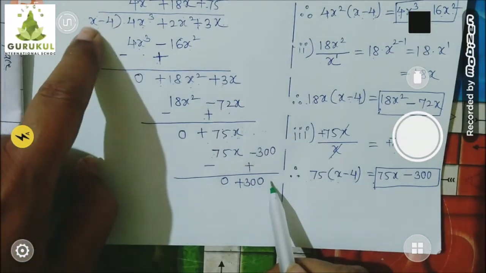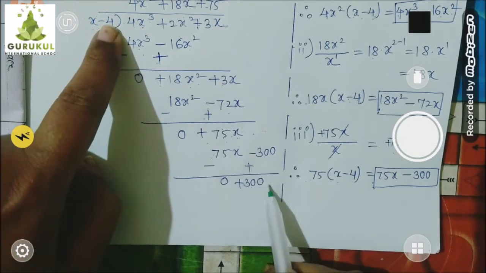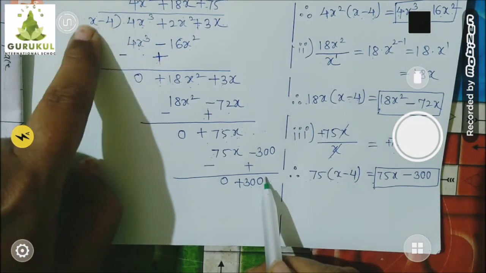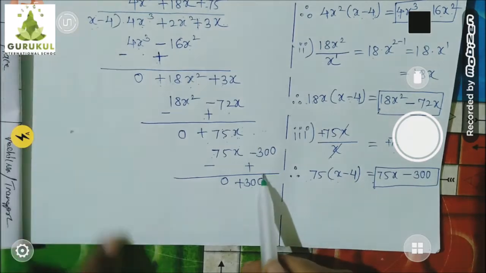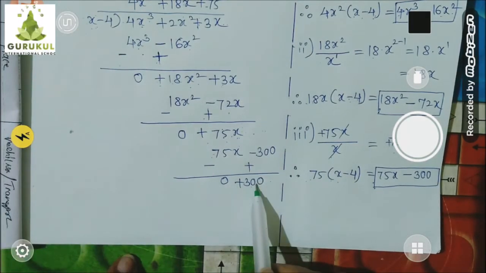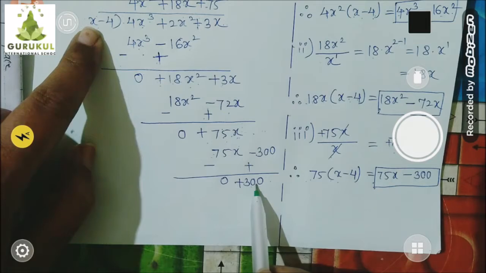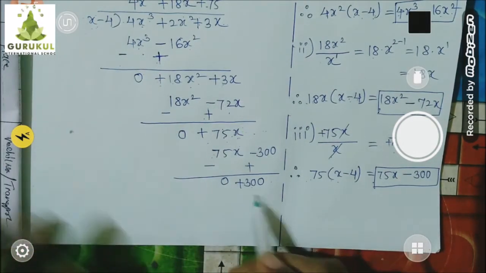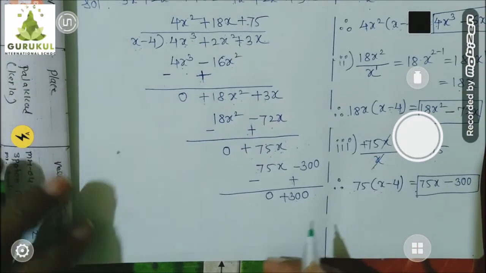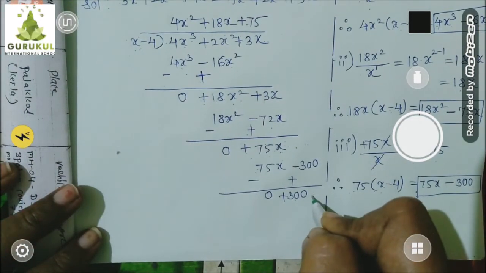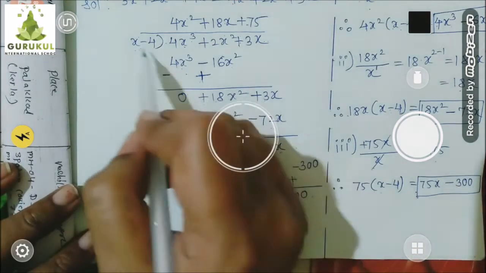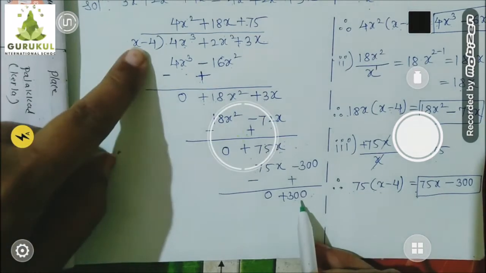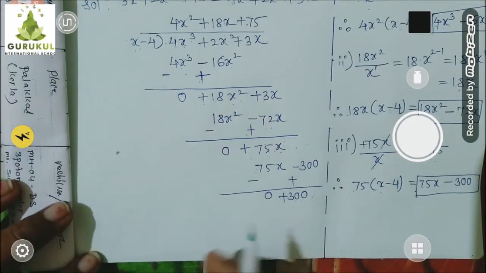And here the power of the constant number is 0. It means the degree of this monomial is 0. And here what is the degree of this binomial? 1. So the remainder's degree is less than the divisor's degree. And whenever we get such a situation, we stop our division. So this is the final remainder. We cannot continue because here the highest power is 0 and here the highest power is 1. So here the highest power is less than the other's highest power. So our division will be stopped.